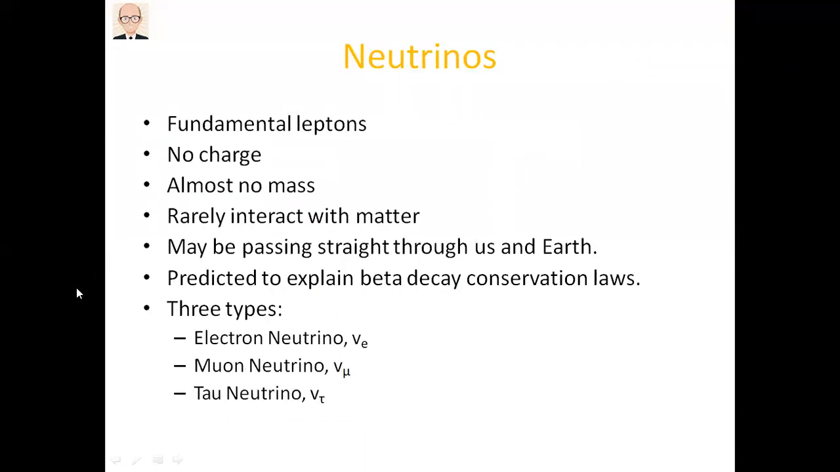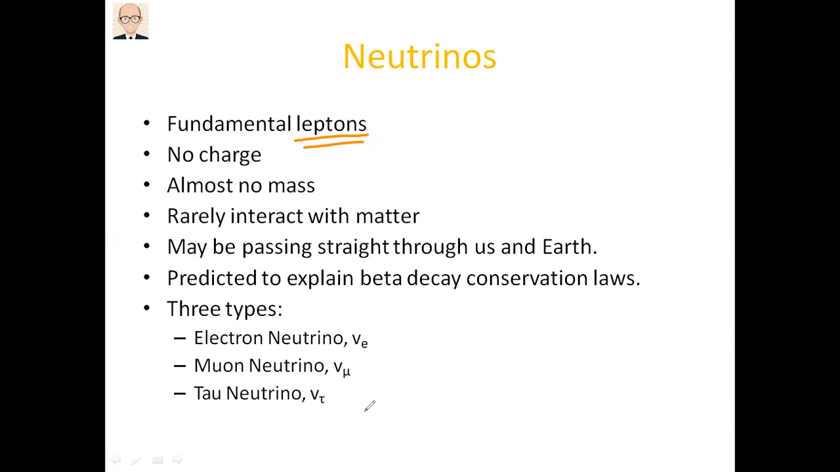So let's continue. The next one is neutrino. The neutrinos are fundamental leptons. So these particles are classified as leptons. They do not have any charge, almost no mass, and rarely interact with matter, maybe passing straight through us and Earth. They were predicted to explain the beta decay conservation laws. And we have 3 types of neutrinos we will deal with. The first one is electron neutrino, and the symbol will be νe. Muon neutrino, the symbol will be νμ, and tau neutrino, the symbol is going to be ντ.